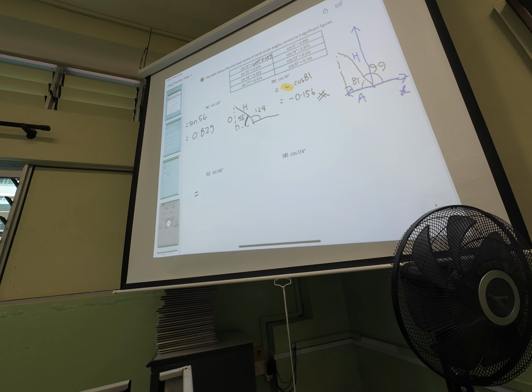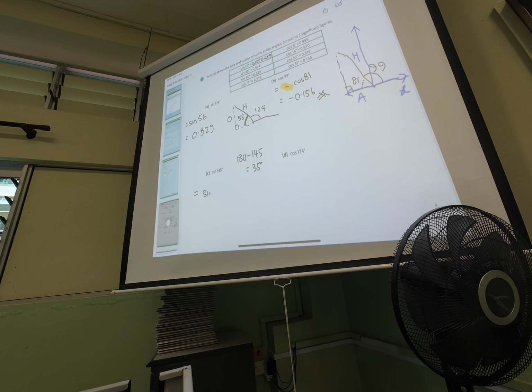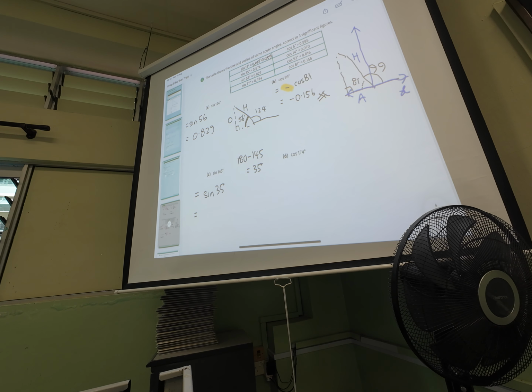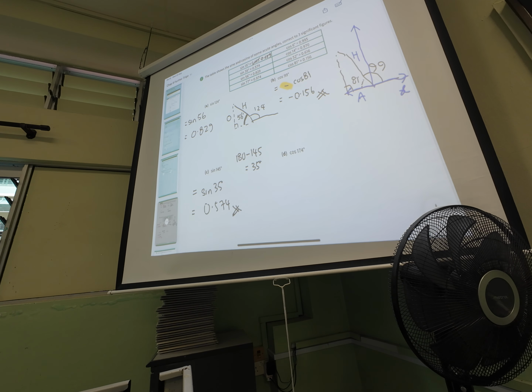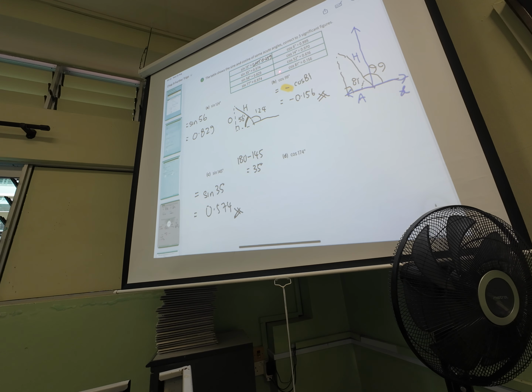145. So if we want the supplementary angle, we take 180 minus 145 equals 35. Then sine 145 will be the same as sine 35. Then I read from the table, 0.574. Okay, so this is the step. First I find the supplementary angle, then sine of 145 is the same as sine of 35. Then I read from the table.